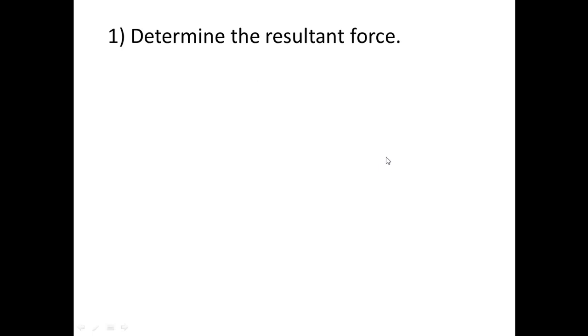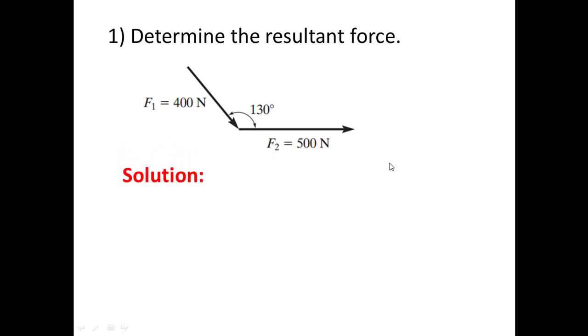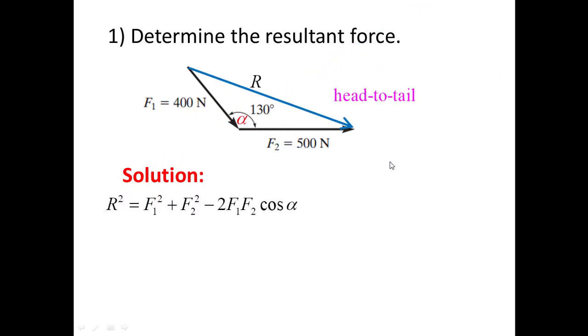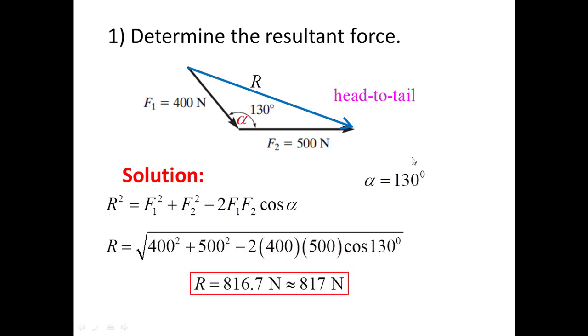Now let us see this example. The first one is determine the resultant force, where F1 is 400 newtons, F2 is 500 newtons. They are joined head to tail, and the angle between them is 130 degrees. As you can clearly see, they simply form a triangle, so we directly apply the formula for the triangle method of vector addition. Upon direct substitution with an angle alpha of 130 degrees, we get 817 newtons.